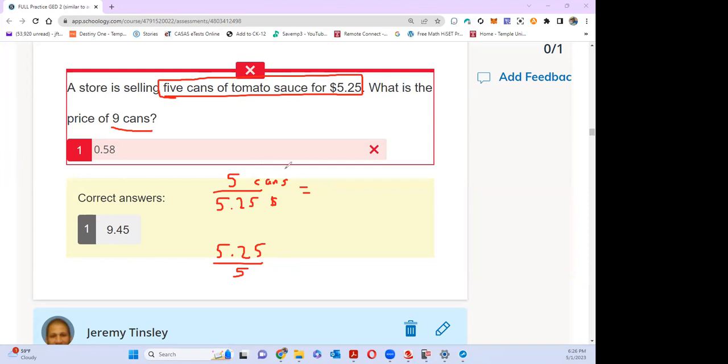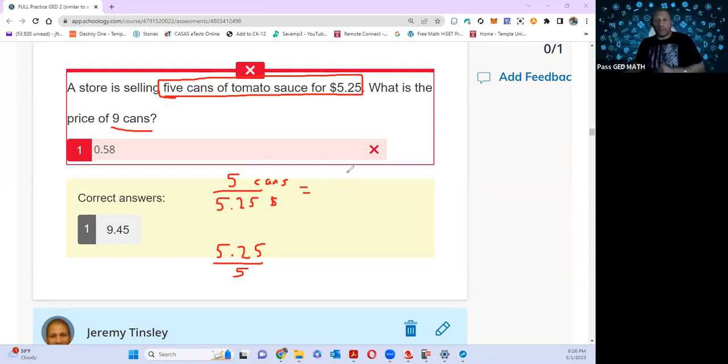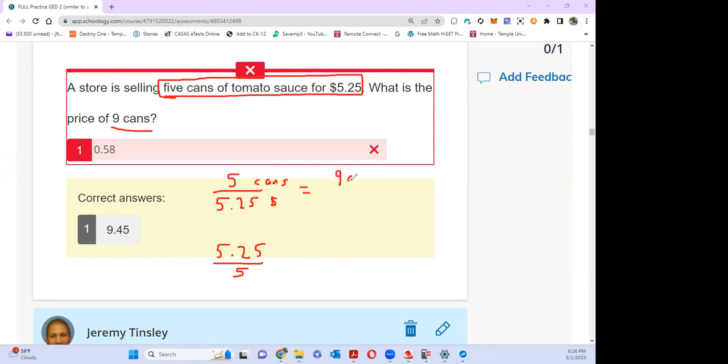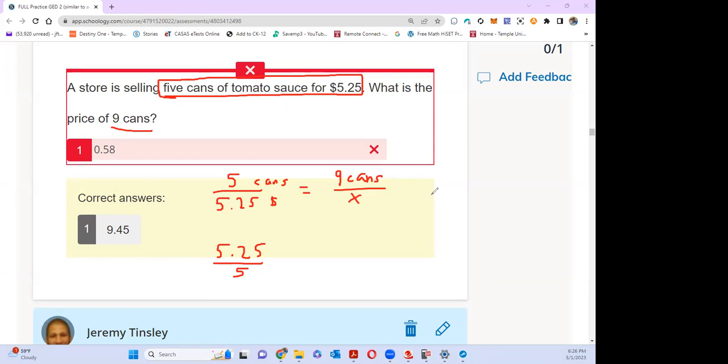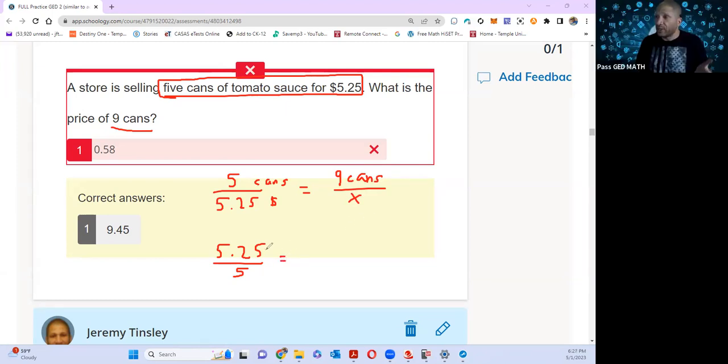So where is 9 cans going to go? On top of the 5. So now we don't know how much the money is. That's what we want to solve for. That's how you set up the proportion. Here, 525. The money we don't know. That's an unknown. 5 cans is on the bottom, so 9 goes on the bottom. It does not matter which one you use.